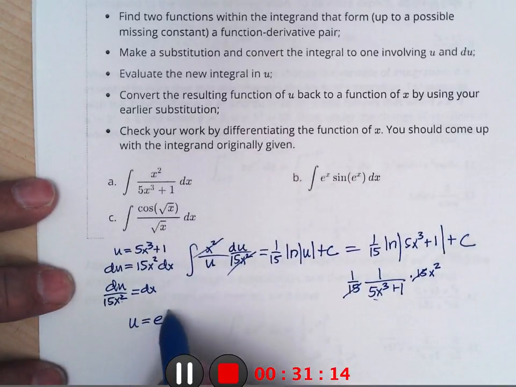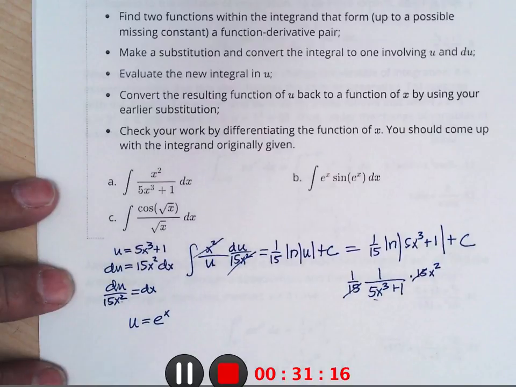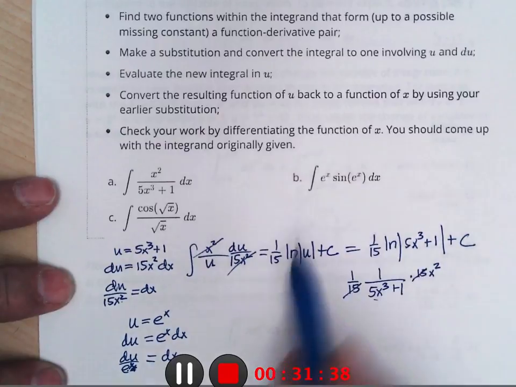Well, that's always going to produce an e to the x in the denominator of du, because the derivative of e to the x is e to the x times dx. So if I solve for dx, it's going to be du over e to the x, which is going to cancel that e to the x when I go to integrate.